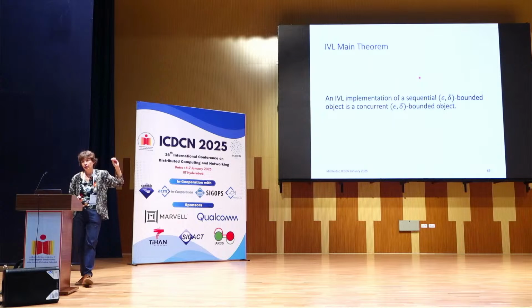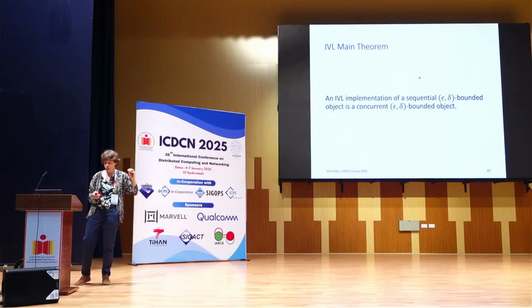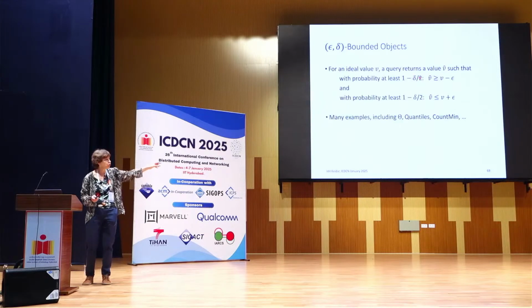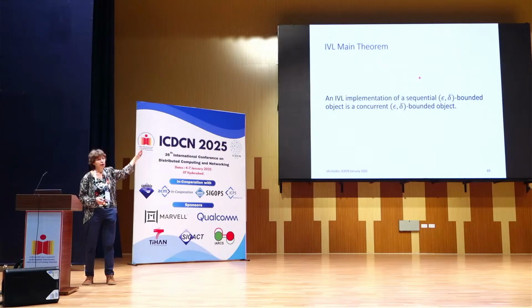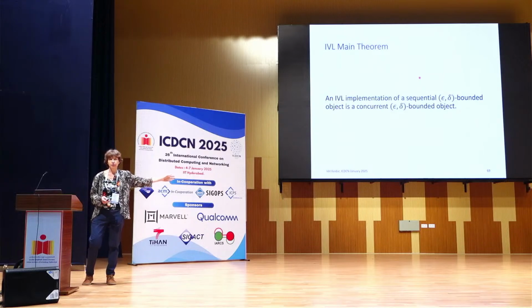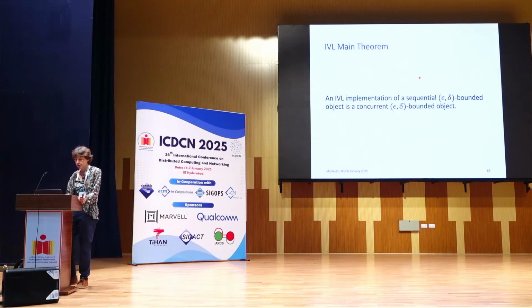This is the main theorem. If you have an IVL implementation of it, then you have the same error bounds. You have an object that has the same property. You took a sequential object with this property, you parallelized it to an IVL object, and you got an object with the same property. So this is a way to parallelize things that are not linearizable, but they still don't increase the error.